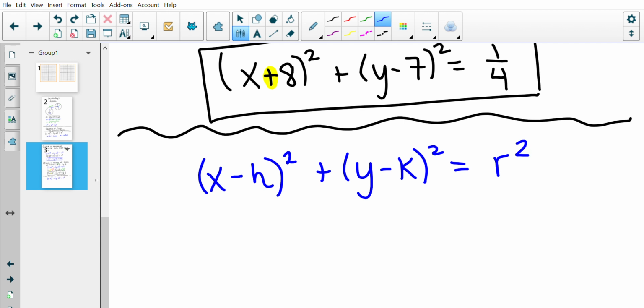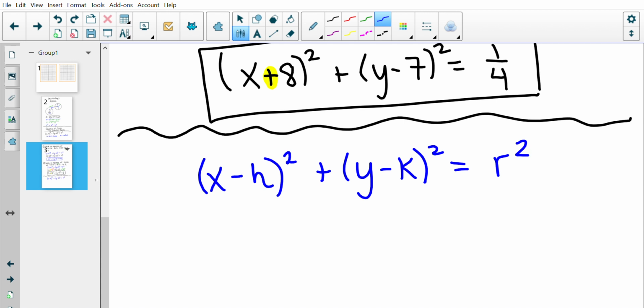What do you think x and y represent? It's the same thing x and y represent in an equation of a line. It's the same thing x and y represent in the equation of a parabola. Take a minute and think about it. What does it represent? It represents all the points that can exist on that circle. So h, k is the center, r is the radius, and x, y represents all the points that can exist on the circle.